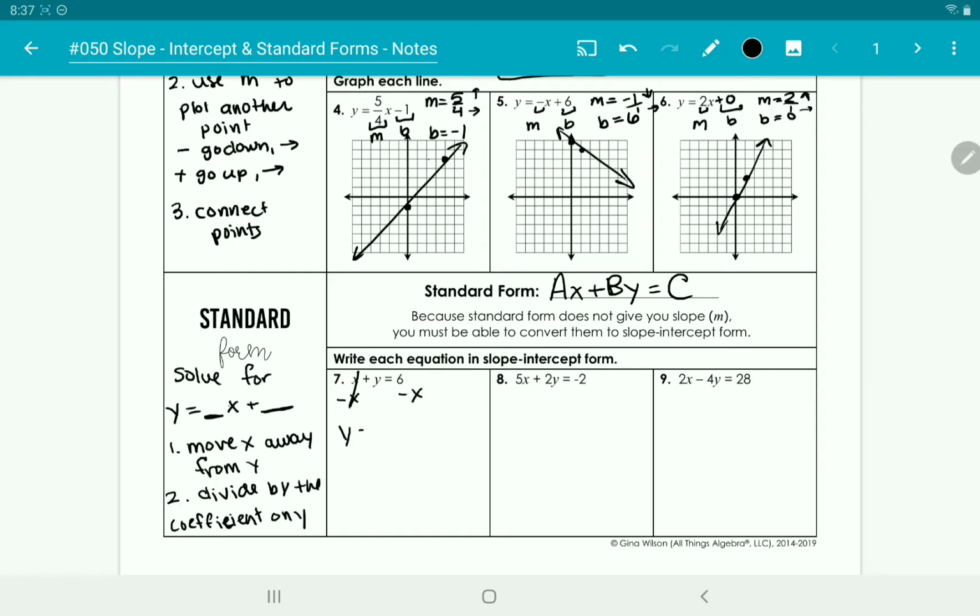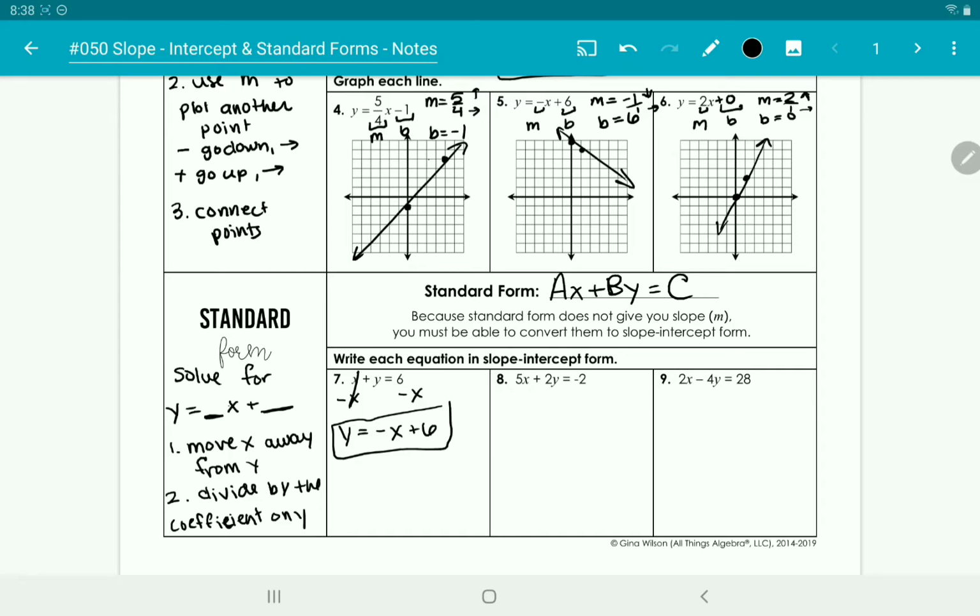That's going to cancel out, giving us y equals, and again, we want something times x first. So we'll do negative x, and then plus whatever number we've got. So plus 6. Now we have to divide by the coefficient on y. It's only 1 times y, so we don't have to do anything. We have y equals, this is what we have to have. Y equals something times x plus a number, or minus a number.